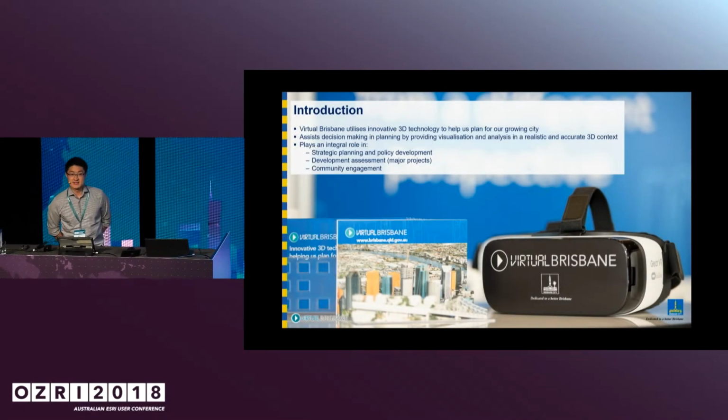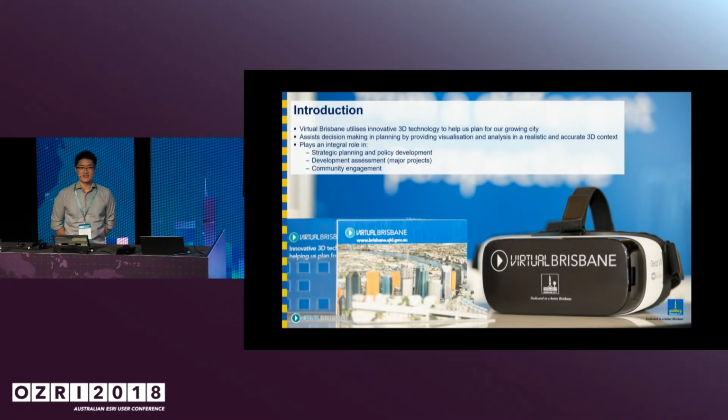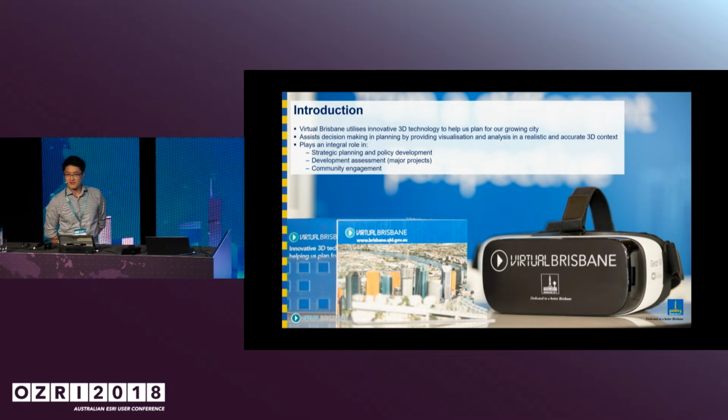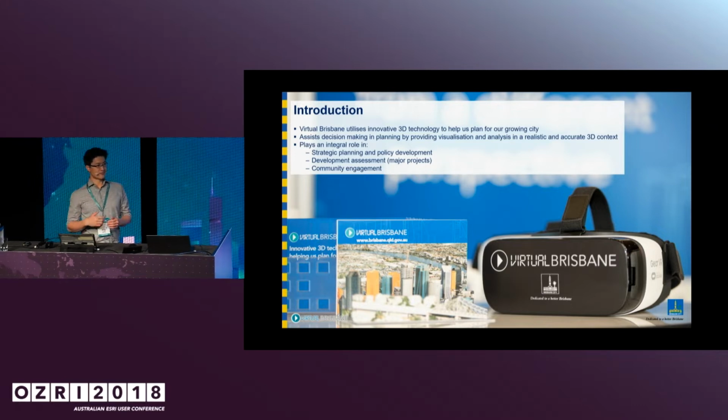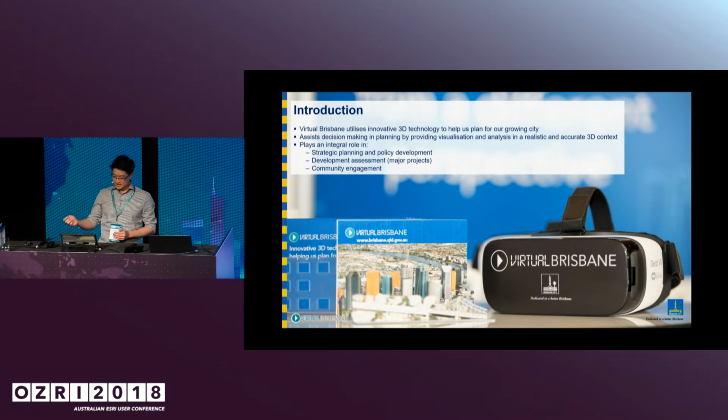So Virtual Brisbane, what is it? Virtual Brisbane utilises innovative 3D technology to help us plan for our growing city. It assists with decision-making and providing visualisation, and now more so than ever, analysis, to help us see Brisbane in a more realistic 3D context. At the moment, it plays an integral role in strategic planning and policy development. We use it for development assessment for major projects and for community engagement and consultation.